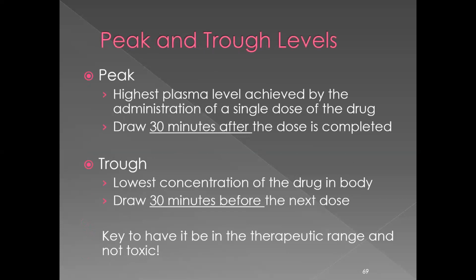So let's review our peak and trough levels. Our peak is the highest plasma level achieved by the administration of a single dose of the drug. It's usually drawn 30 minutes after the dose is completed. And the trough, which is the lowest concentration of the drug in the body, is drawn 30 minutes before the next dose or within 30 minutes of the next dose. And the key is to make sure that we keep it in the therapeutic range so it's not toxic.